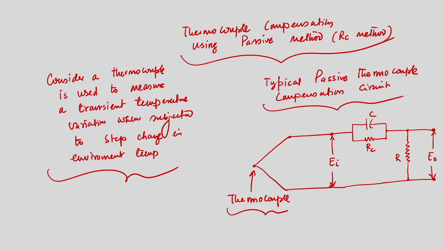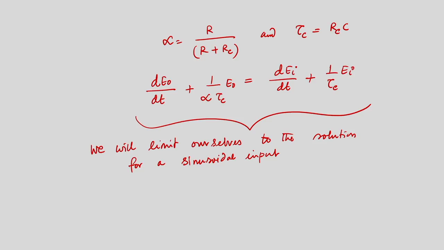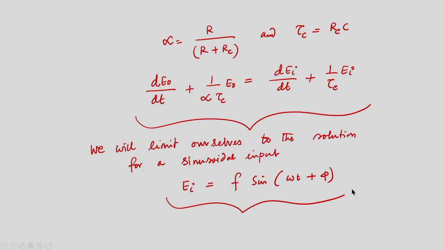That means the forcing function is sinusoidal, that is, a step change. Now if we consider a sinusoidal input, that is E_i equal to F sin(omega t plus phi), the thermocouple would be in a position to measure the temperature, and we would like to see the thermal response characteristics of the thermocouple where the input is sinusoidal.